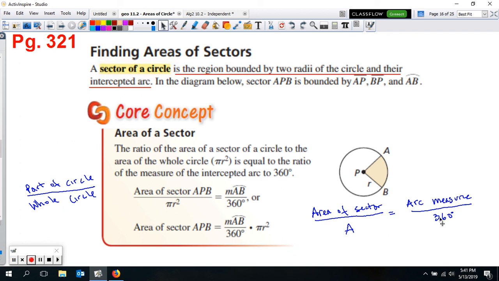In the last lesson, we were finding the length of the arc. For that, it's the circumference formula times this. So if we want to find the length from A to B, we would use the circumference formula times the arc measure over 360. But to find the area of the sector, we're going to use the area formula times this.